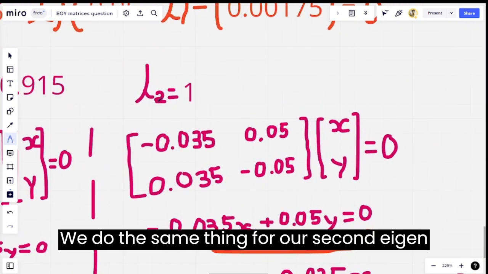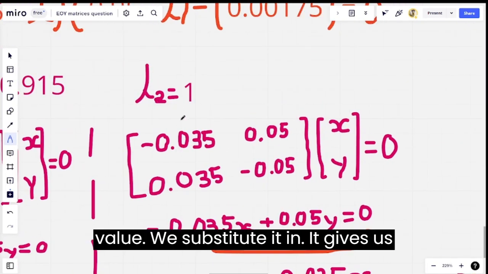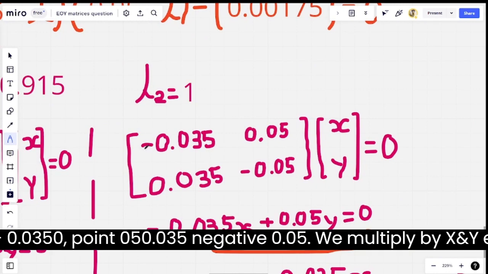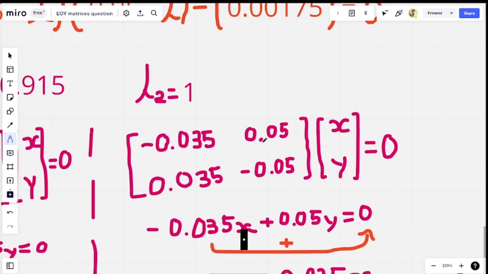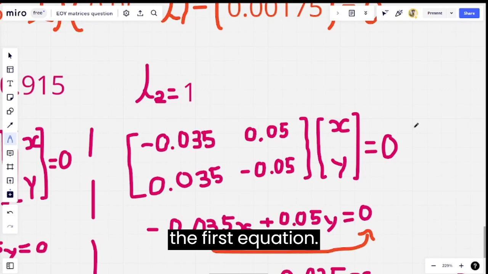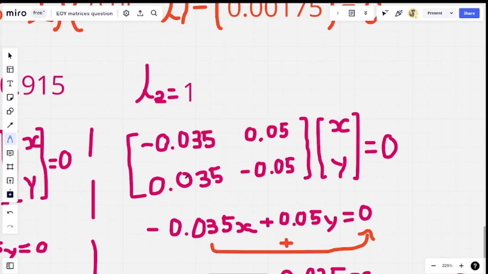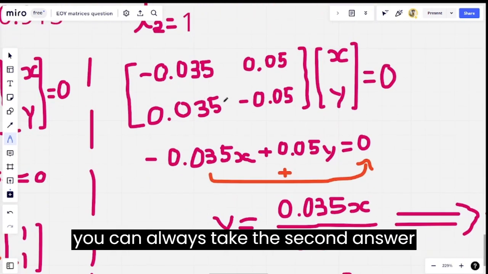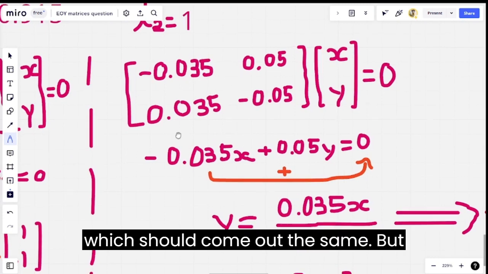We do the same thing for our second eigenvalue. We substitute it in, and it gives us the matrix negative 0.035, 0.05, 0.035, negative 0.05. We multiply by x and y equal to 0. We only take the first equation. If the first equation is not suitable, you can always take the second. The answer should come out the same.